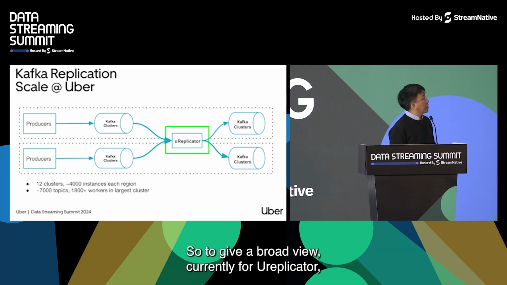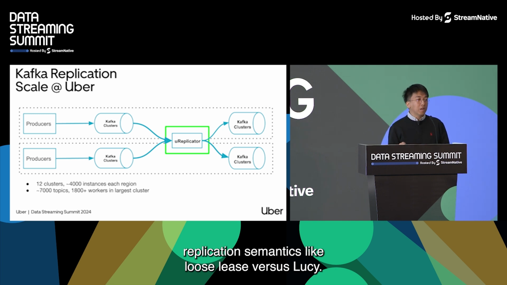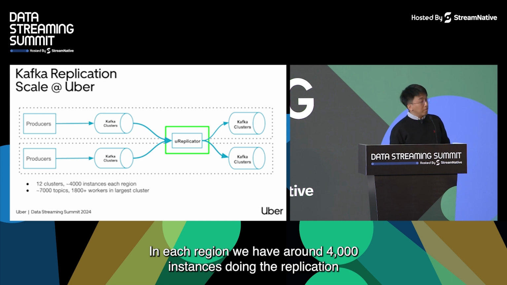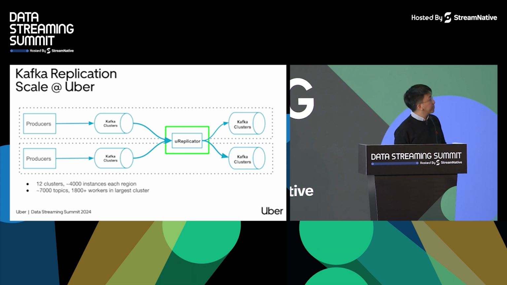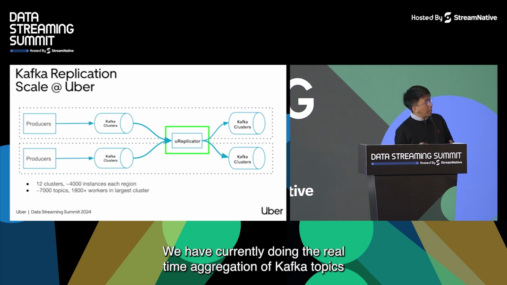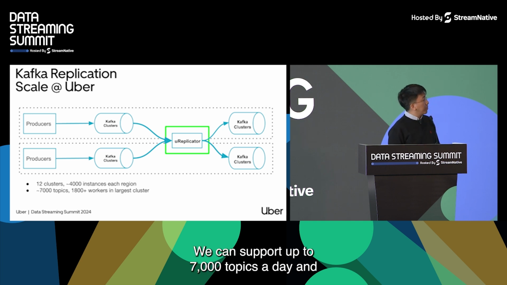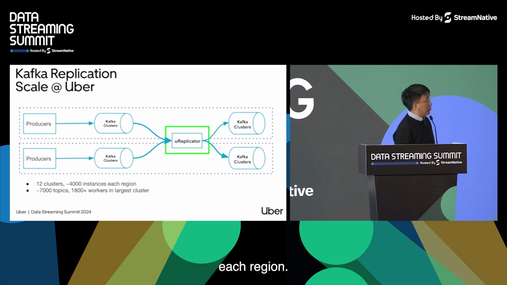So to give a broad view, currently for uReplicator, we have around 12 clusters in order to fulfill different kinds of replication semantics, like lossless versus lossy. In each region, we have around 4,000 instances doing the replication across different Kafka clusters and across regions. In one of the largest clusters, we are currently doing the real-time aggregation of Kafka topics in all the regions. We can support up to 7,000 topics today, and they are replicated by more than 1,800 workers in each region.